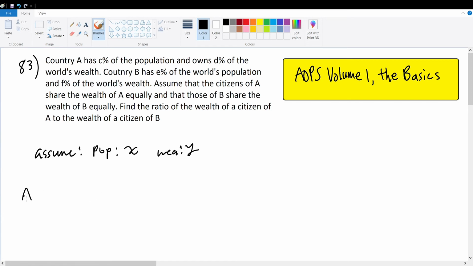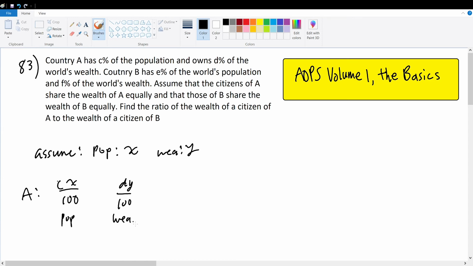So within country A, it owns C% of the population. So how do we translate that? Well, that is CX over 100. This comes straight out of the definition for the percentage. And that is the population. And we have D% of the world's wealth, which is DY over 100.